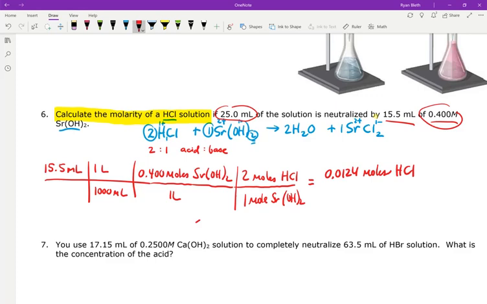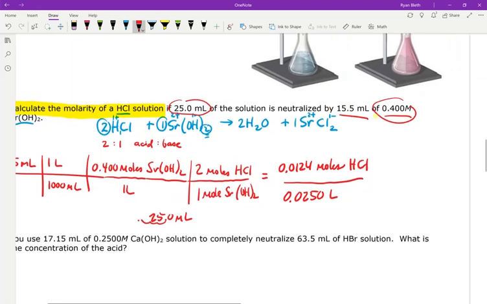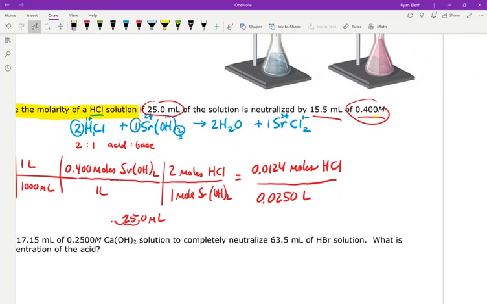So remember, 25 milliliters, move the decimal over 3 times, or use the 1 liter equals 1,000 milliliters conversion, and we'd be talking about a sample of 0.0250 liters of HCl. If I divide that out, I'll have my concentration of the acid, 0.0124 moles divided by 0.0250 liters, and that's right around half, specifically 0.496 moles per liter HCl.